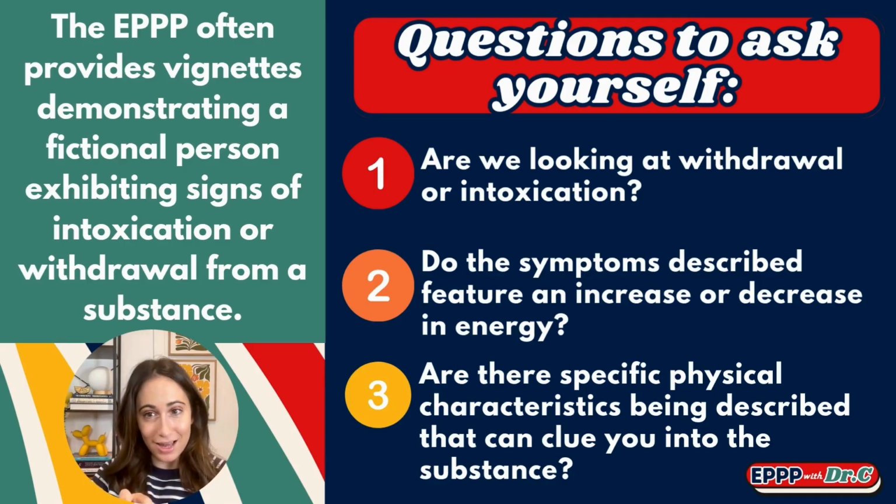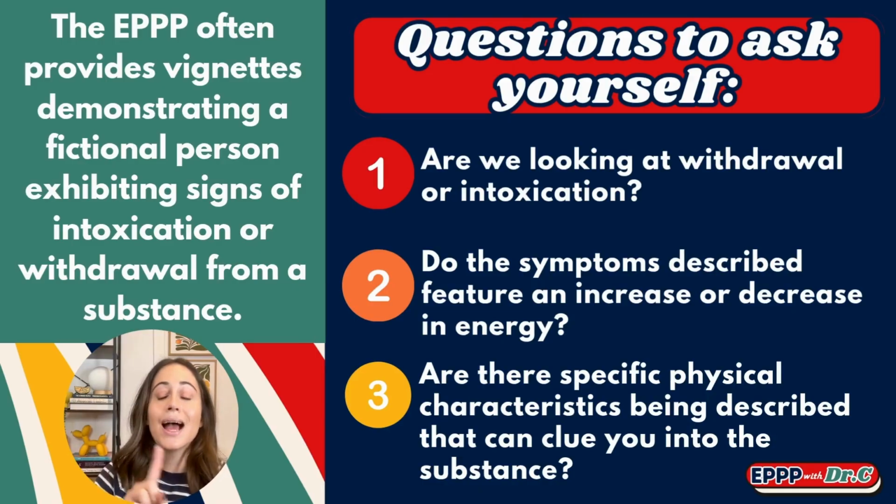So an increase in energy, I'm starting to think about stimulant intoxication, sped up. Decrease, I think I'm more in the opioid land, maybe cannabis, maybe alcohol use. However, decrease can also be the opposite of stimulant intoxication. So what goes up has to come down, and it can be stimulant withdrawal. Finally, there are certain characteristics described in the vignette that can clue me into the substance at hand. I will explain that in the next slide.